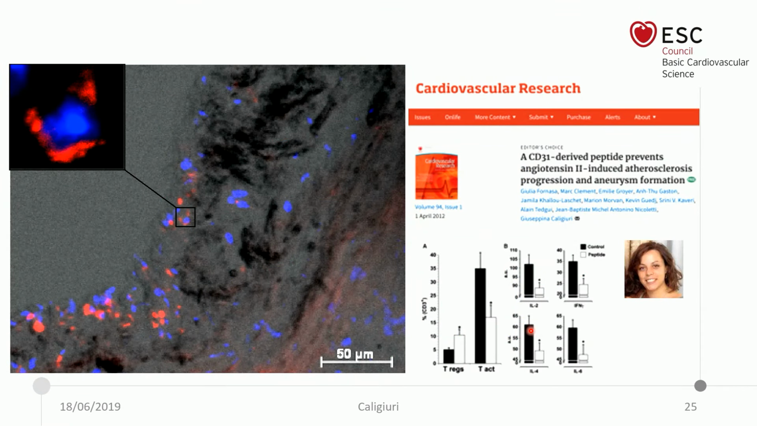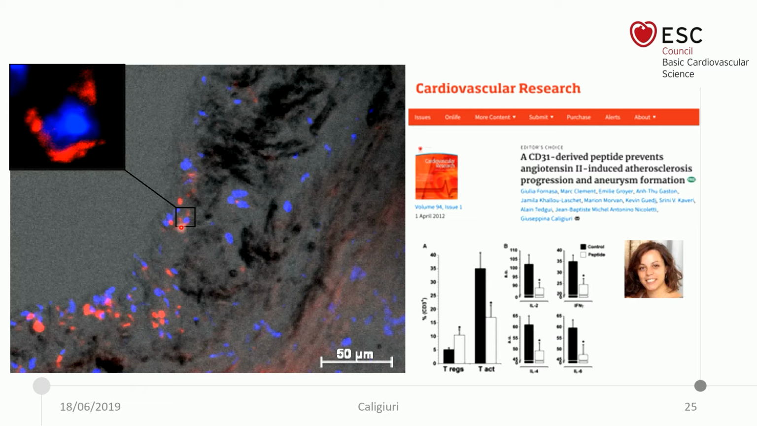So what we did with Julia again was to use this peptide in an atherosclerotic model, and we could see that the peptide, here it's labeled in red, was targeting cells within the atherosclerotic plaque, and these cells were mainly T cells and macrophages.